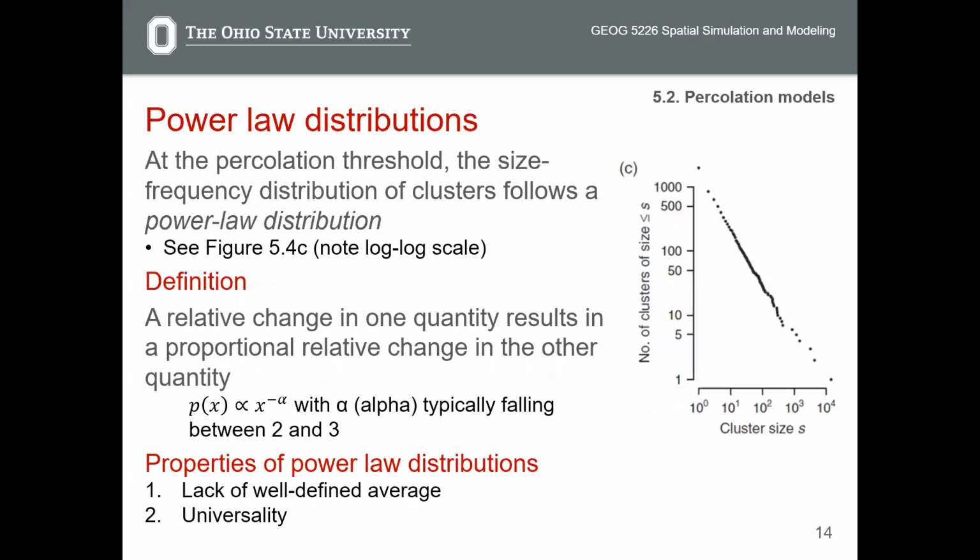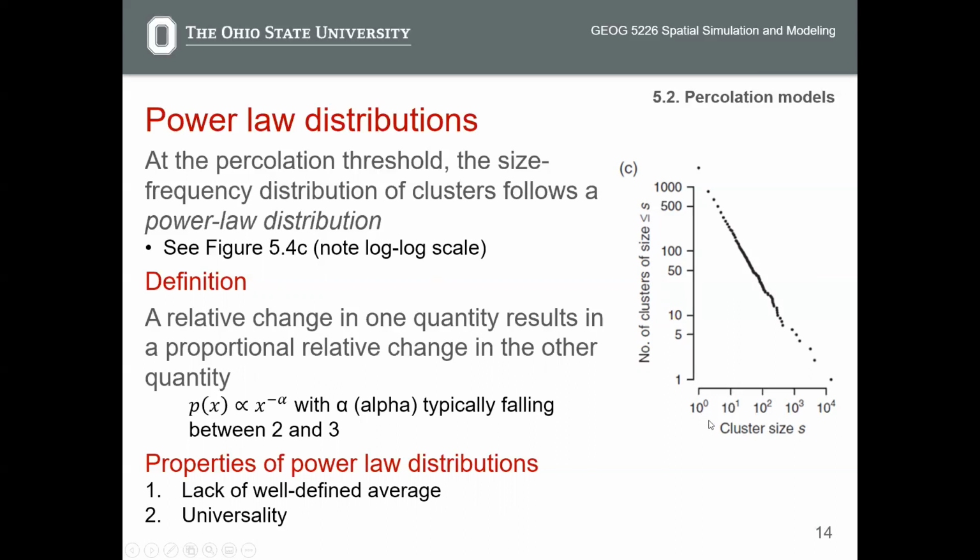Okay, and let's get back to power laws. Power law, we discussed this in the random walk model, right? It means that a relative change in one quantity results in a proportional relative change in another quantity. So here is cluster size versus the number of clusters of size equal or smaller than S. So here, where is the change in one quantity that results in a proportional change in another quantity?